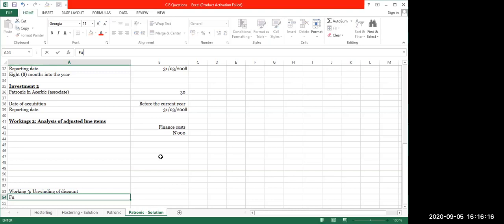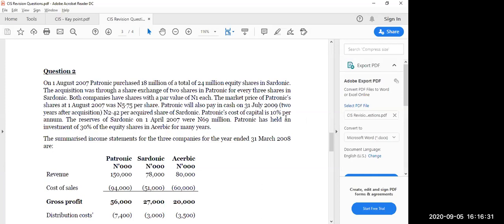So we'll say the future value, because we have to discount the future value to its present value. So in the question, what is the future value? Take a look at it in the first paragraph, the fourth line. Patronic will also pay in cash on 31st July 2009, 2 years after, 2 naira 42 kobo per acquired share. And the cost of capital is 10%. So I will simply say 2 naira 42 kobo multiplied by the 18 million shares that was acquired. When I multiply those two figures, I'll get the future value that Patronic is expected to pay in 2 years' time.